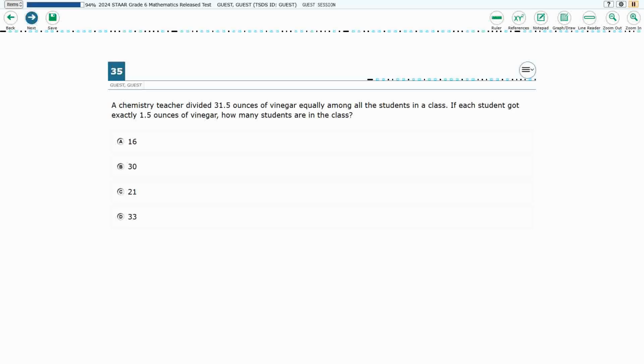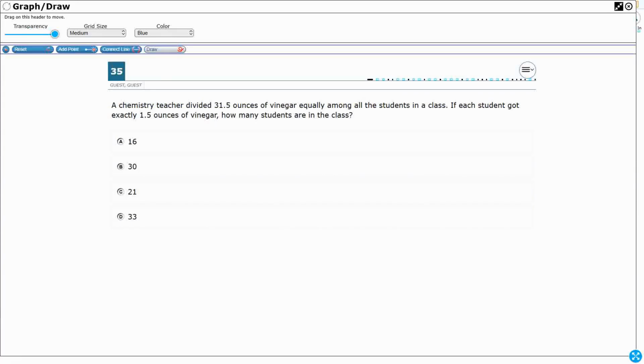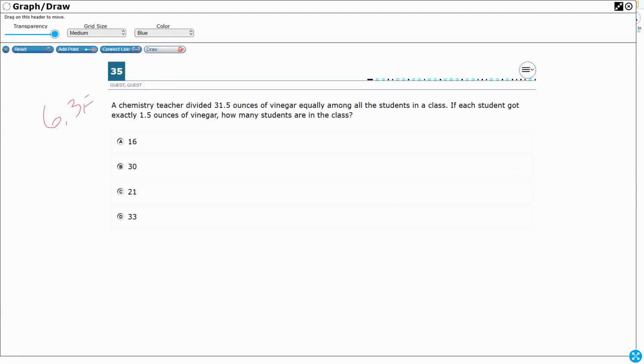And so we are looking at 6.3e. The previous one was 6.4g, so I apologize for that one. The last one was 6.4g. And so we need to work on this chemistry teacher dividing. And look, they even tell you this dividing 31.5 ounces equally among all the students. If each student got 1.5, so I'm literally dividing 1.5 into 31.5.